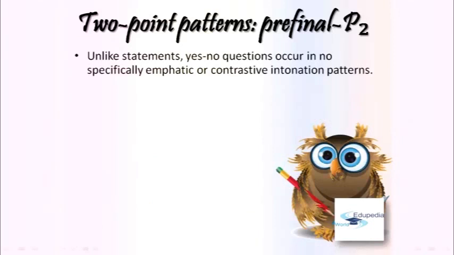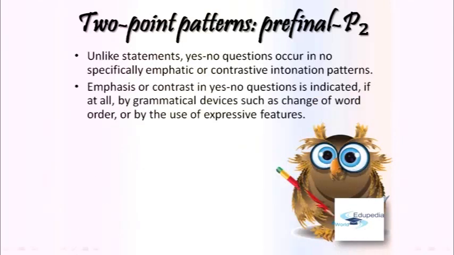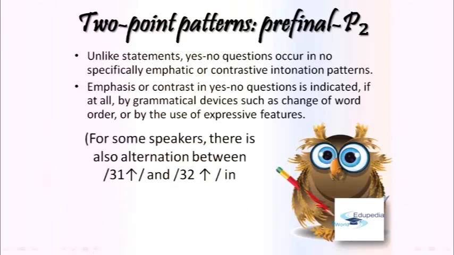Unlike statements, yes or no questions occur in no specifically emphatic or contrastive intonation patterns. Emphasis or contrast in yes or no questions is indicated, if at all, by grammatical devices such as change of word order or by the use of expressive features. For some speakers, there is also alternation between 3-1 up and 3-2 up, in both questions and nga requests.